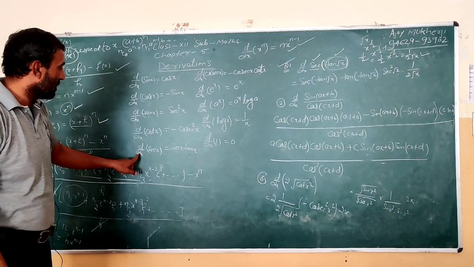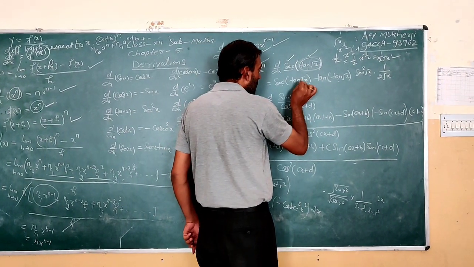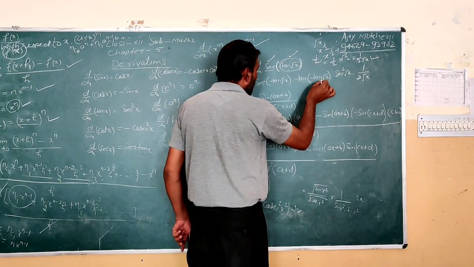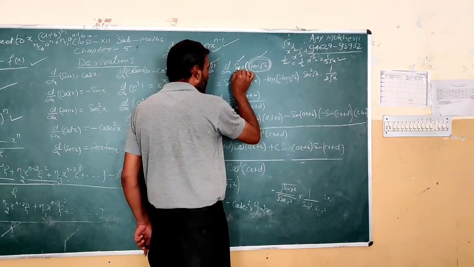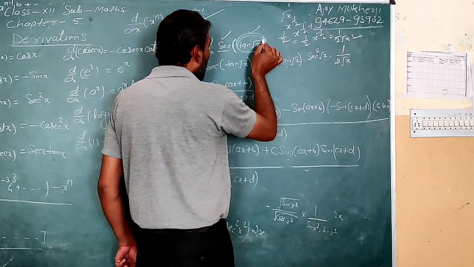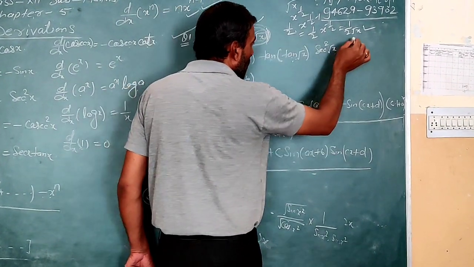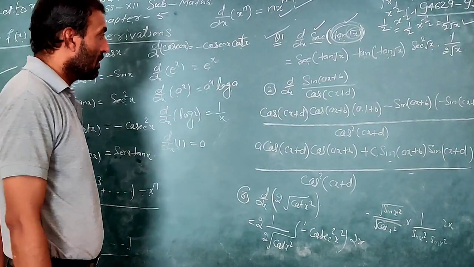d upon dx sec x is equal to sec x tan x, so sec into this is x, tan into this is x. And after this is the angle derivative. First we have to differentiate sec, then tan. The derivative of tan is sec squared root x. At last, the derivative of root x is 1 upon 2 root x. This is the derivative of sec inside the bracket tan root x.